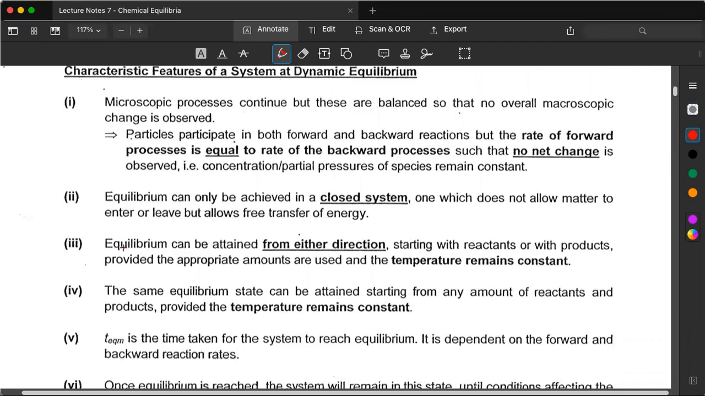Equilibrium can only be achieved in a closed system. Yes, a closed system. In a closed system, matter is not allowed to enter or leave. There's only transfer of energy, but there is conservation of mass. There's no loss of mass. So the species remain in that closed system, like a closed cylinder that holds all the gases together, something like that.